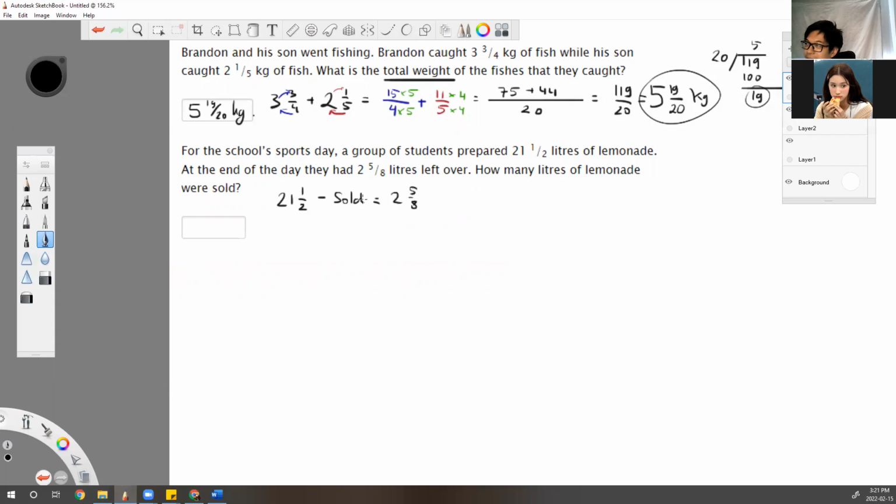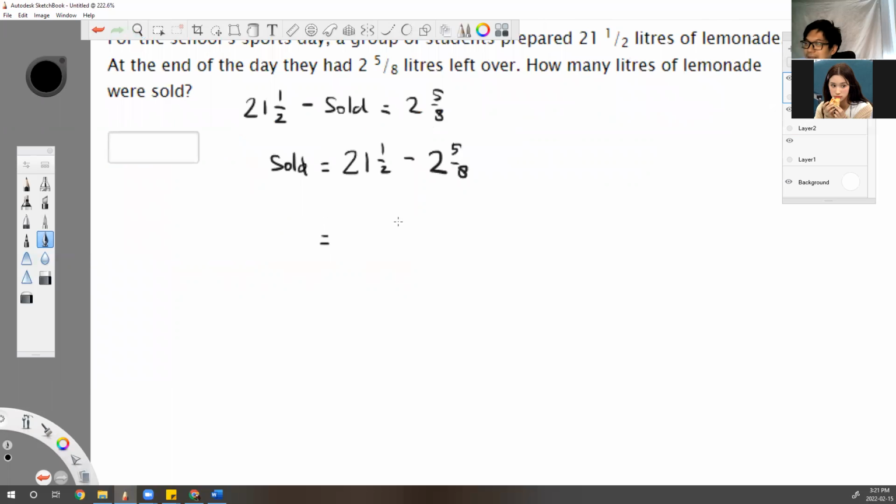So to find the amount of liters sold, subtract the initial amount by 25/8. We need the simple working to make the mixed fraction into an improper fraction. 2 times 21, 42 plus 1 is 43 over 2. And then 8 times 2 is 16, 16 plus 5 is 21, so 21 over 8. And you need to make the denominator equal. You don't have to multiply for both, because 2 can be changed into 8 by multiplying it by 4.